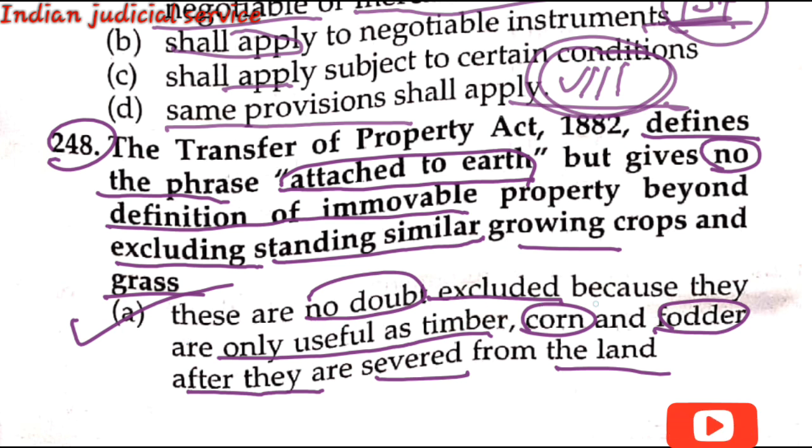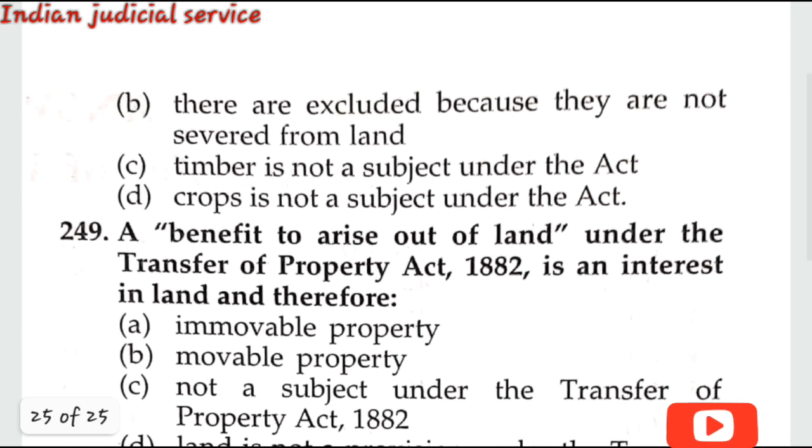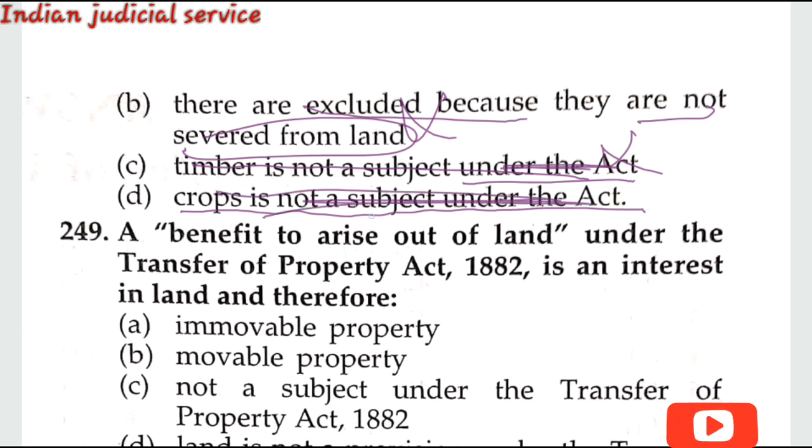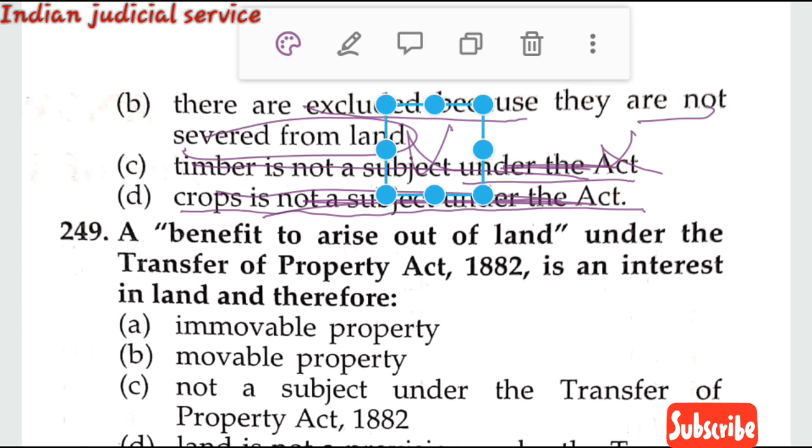So they are excluded because they are only useful as timber, corn and fodder after they are severed from the land. The remaining options are excluded because they are not severed from land, so this is not the appropriate answer. Timber is a movable property, and the Transfer of Property Act deals with both movable and immovable properties, so that option is wrong here. Crop is also movable property, so this provision is also wrong according to this question. So the answer here is option A.